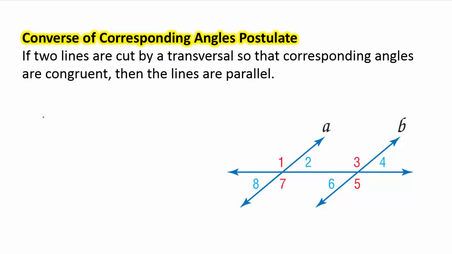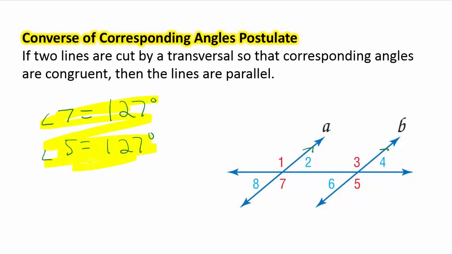If we know that the measure of angle 7 is equal to, let's say, 127, and the measure of angle 5 is also equal to 127, we can say then that these two lines, A and B, are parallel. And that's what this says up here. If two lines are cut by a transversal so that the corresponding angles are congruent, then we can say that the two lines are parallel.